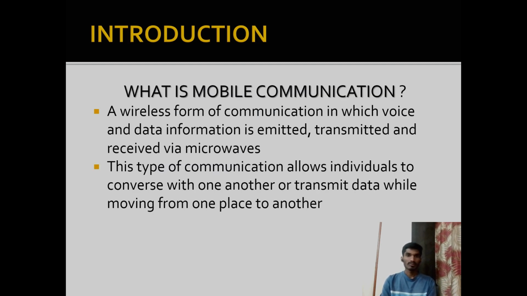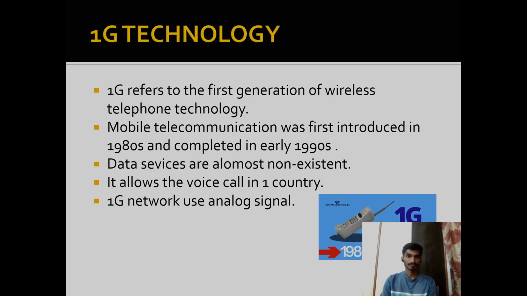So what is meant by mobile communication? A wireless form of communication in which voice and data information is emitted, transmitted, and received via microwaves. This type of communication allows individuals to converse with one another or transmit data while moving from one place to another. So now here comes 1G technology.